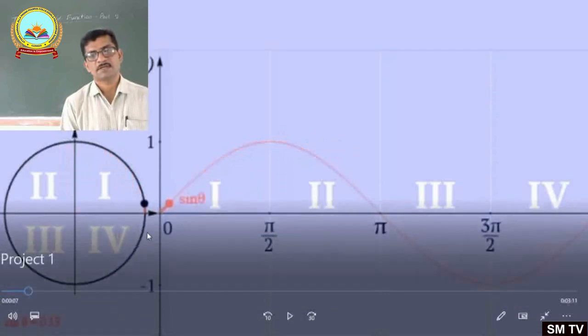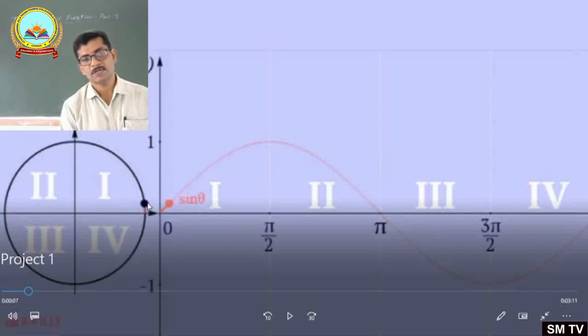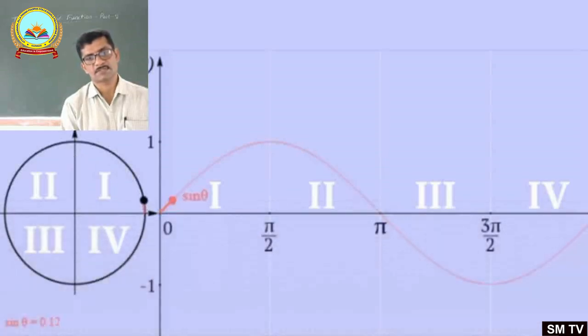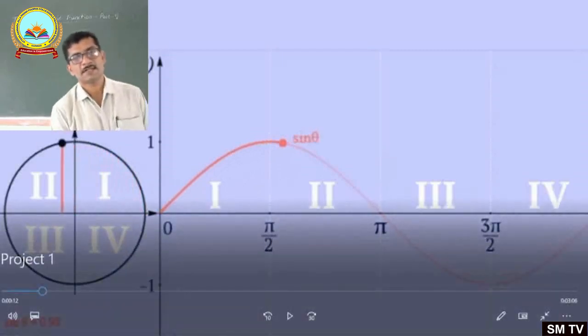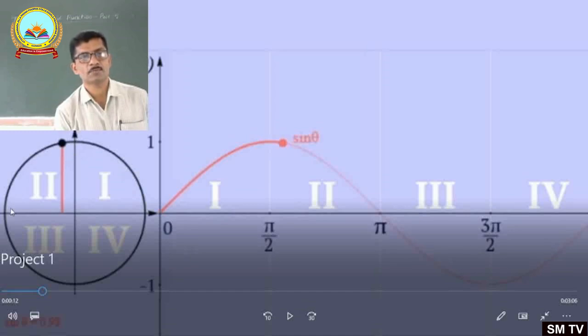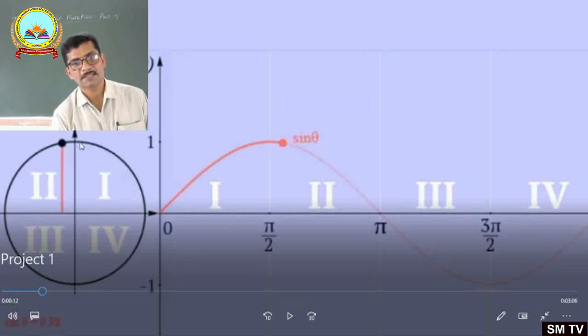The sine function starts from 0, and this point is a moving point. You know that the y coordinate value is the sine. Starting from 0 and moving in the first quadrant, from 0 to 1, this function is increasing. Is it clear? From 0 to 1, the sine function is increasing. Next, in the second quadrant, pi by 2 to pi, the value of the sine function, meaning the y coordinate, is decreasing.